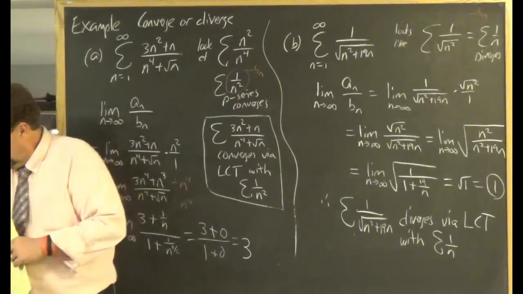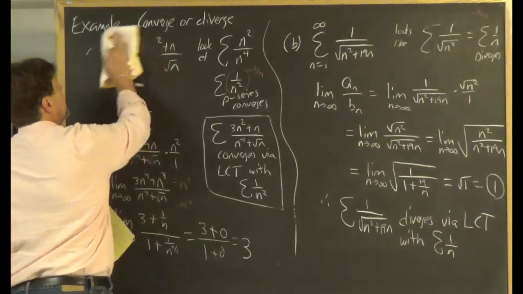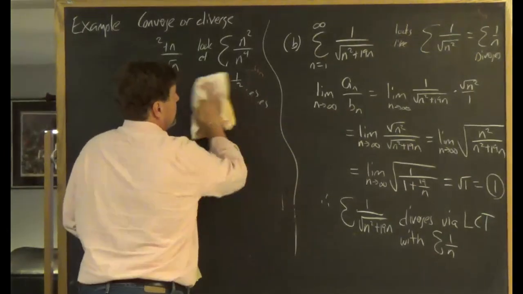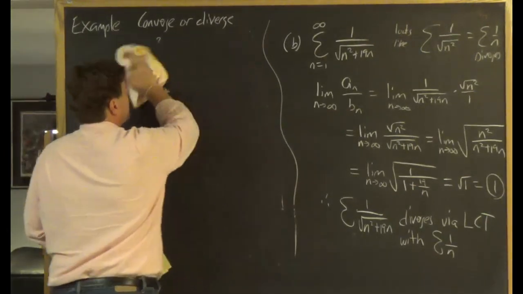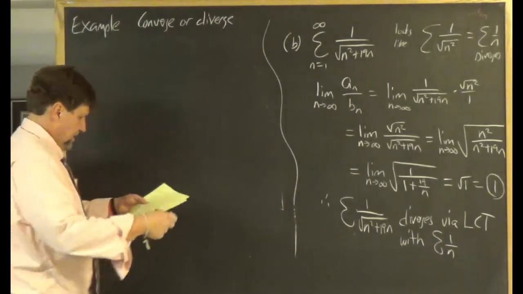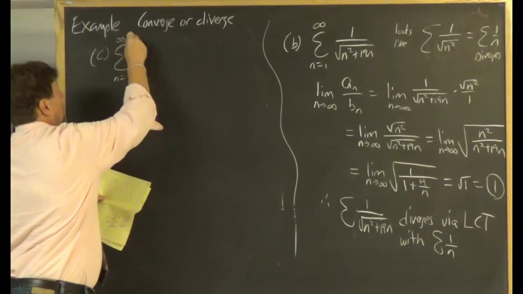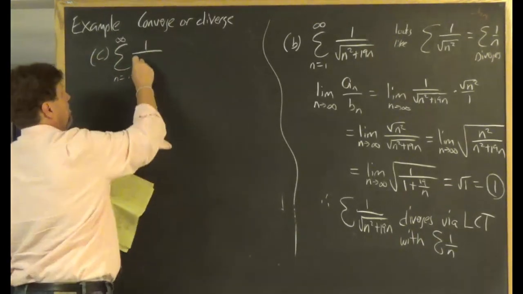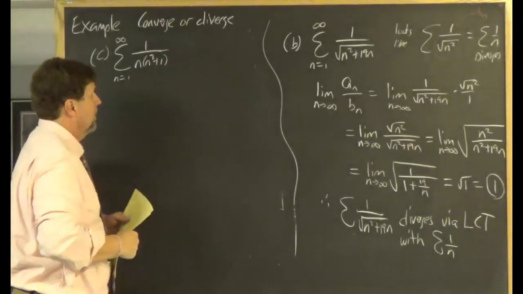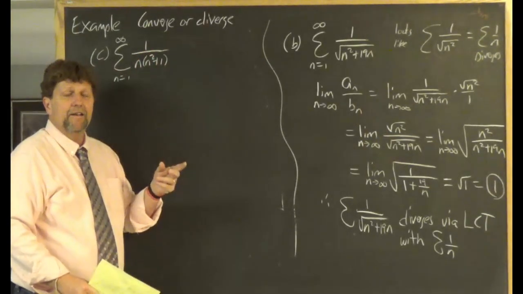There was a part C. I didn't think I'd have enough room to put all three parts up here at once, so let me erase this and get part C written up on the board. And let's see what we can come up with there. Part C was the series 1 over n times n squared plus 1. Keep in mind, this is 1 over n cubed plus n.